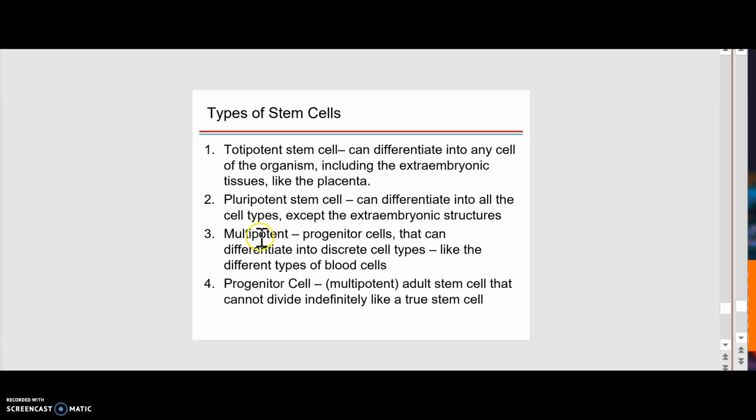Okay. Multipotential stem cells are really like progenitor cells. They can differentiate into discrete cell types, like different types of blood cells and so forth. Okay. All right. So those are just some terminology. So I'm going to go here.